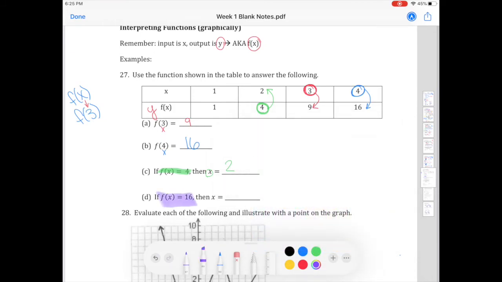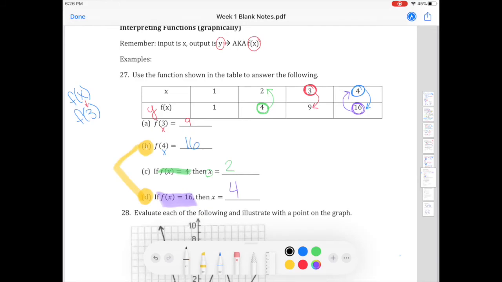It's the same type of question. It's just going backwards, but really the same kind of question. So same thing for the next one. If f of x is equal to 16, so I look at my f of x row, I find 16, which is right here. It's asking me what is x? X is going to be 4.